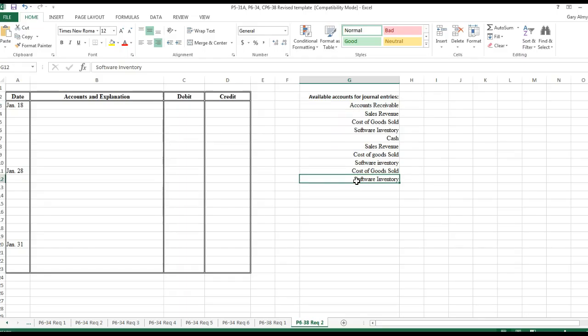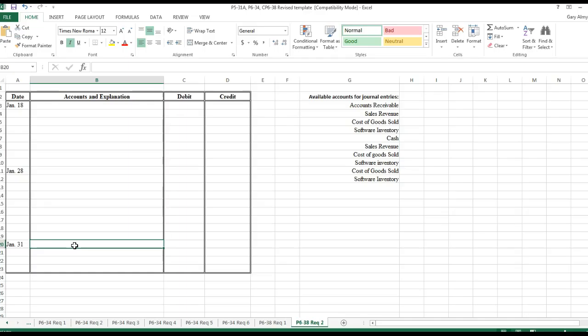On January 18th and the 28th, you're going to record the sale that occurred first, and then you're going to record the effect on the inventory, and therefore the cost of goods sold. You're going to record that cost of goods sold expense along with the effect on the software inventory. And then on the 31st, you're just going to record the journal entry for what happened on the 31st in Part D, the physical count, adjusting the software inventory for the inventory shrinkage. So that is what is required for requirement 2 of this problem.